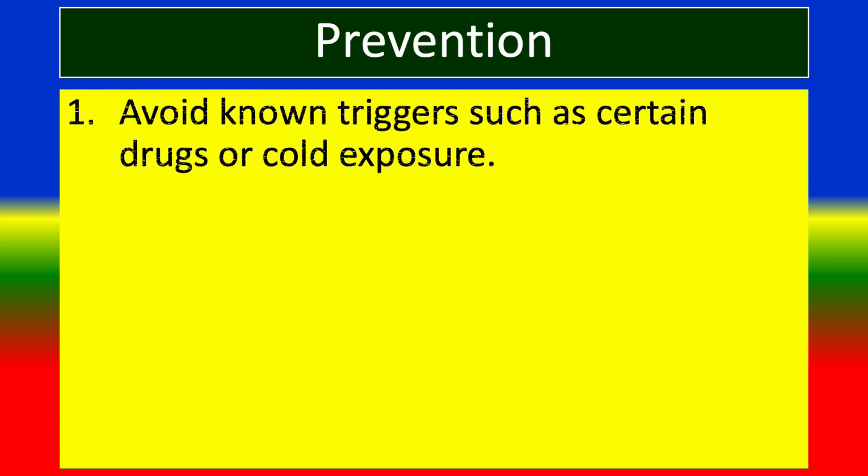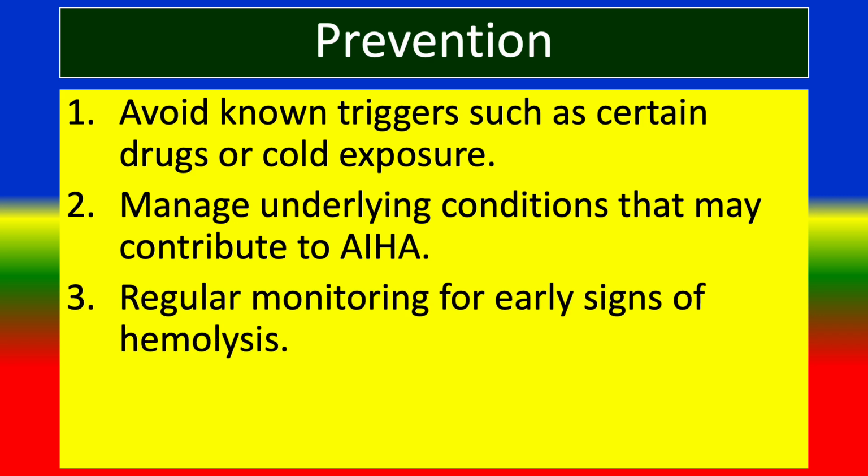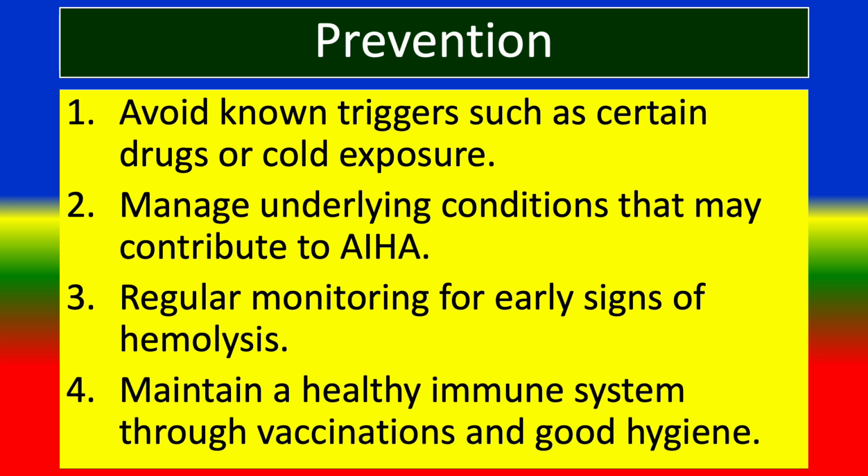Prevention. One, avoid known triggers such as certain drugs or cold exposure. Two, manage underlying conditions that may contribute to AIHA. Three, regular monitoring for early signs of hemolysis. Four, maintain a healthy immune system through vaccinations and good hygiene.